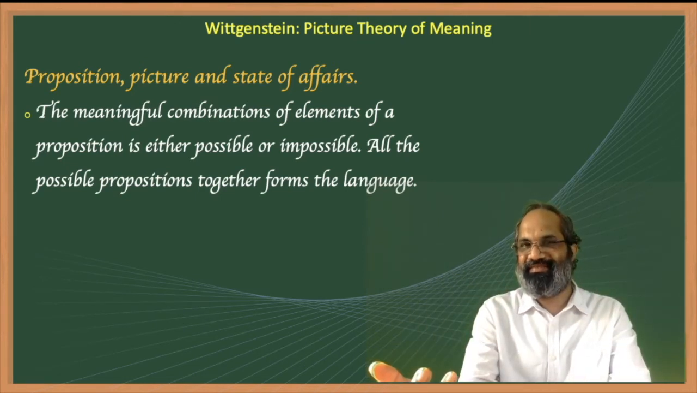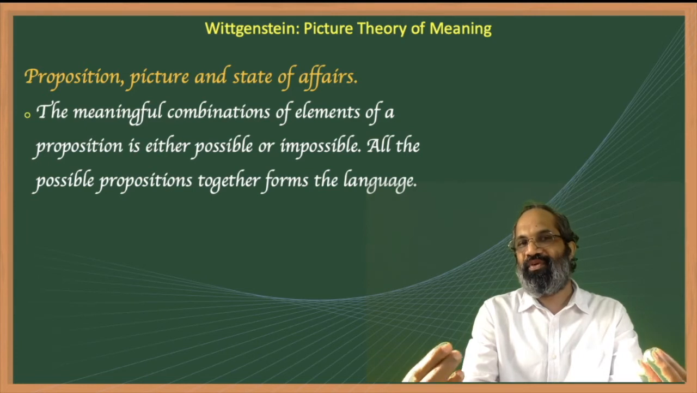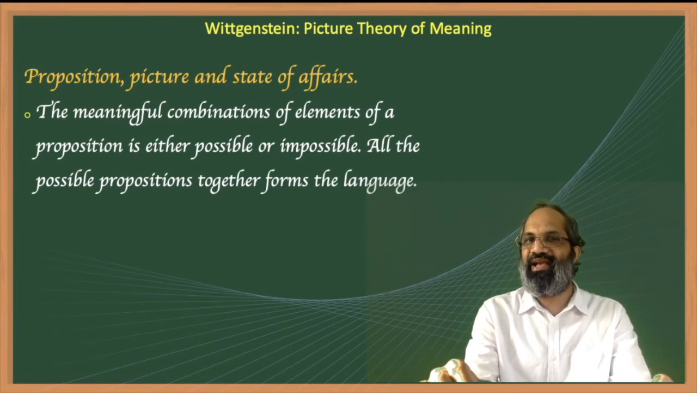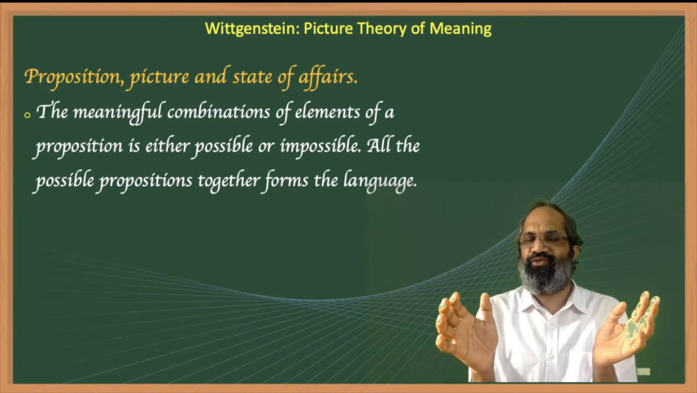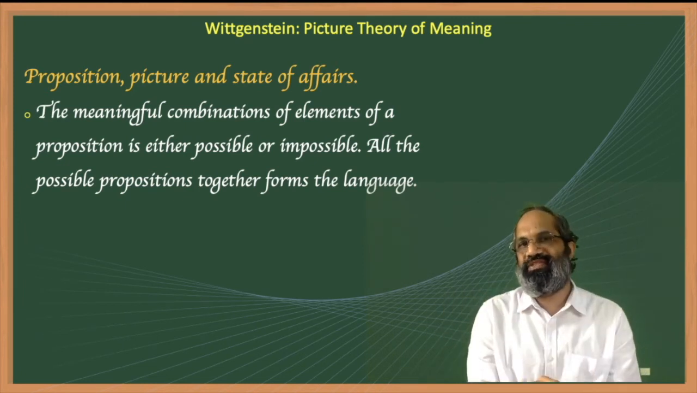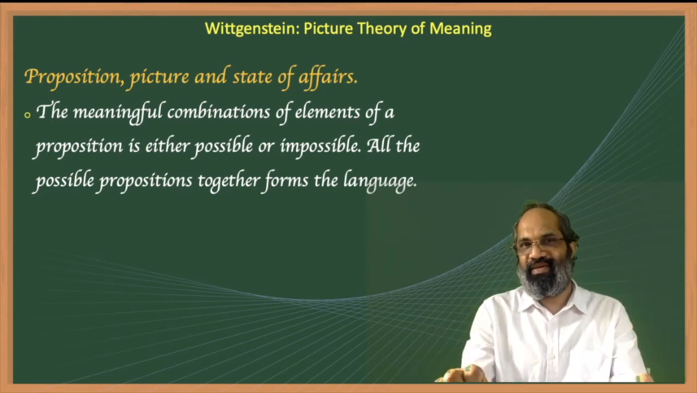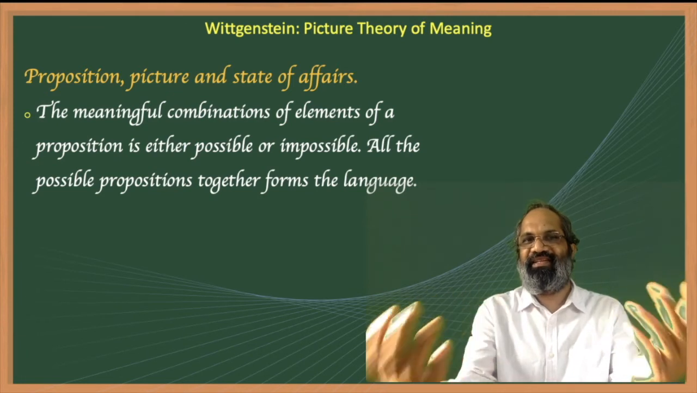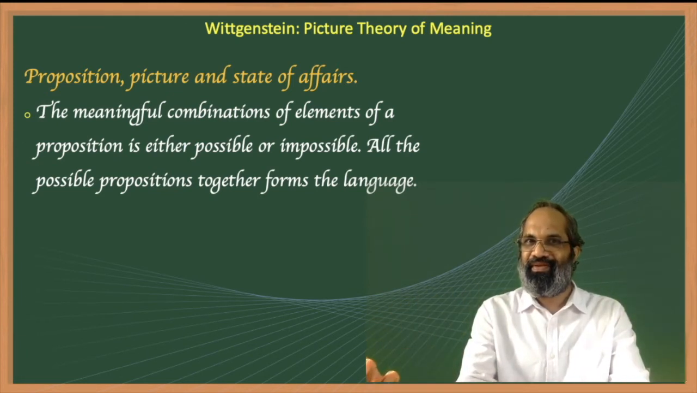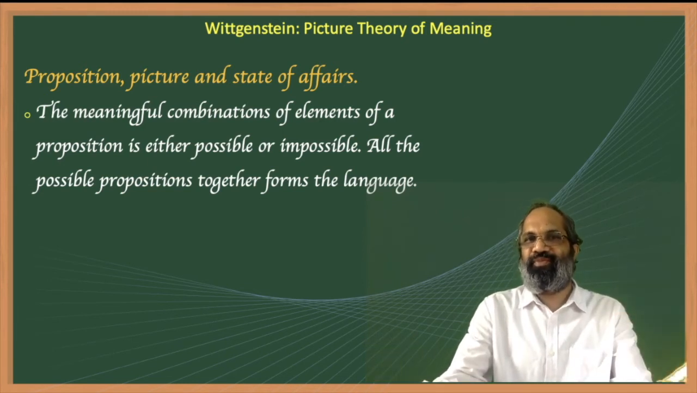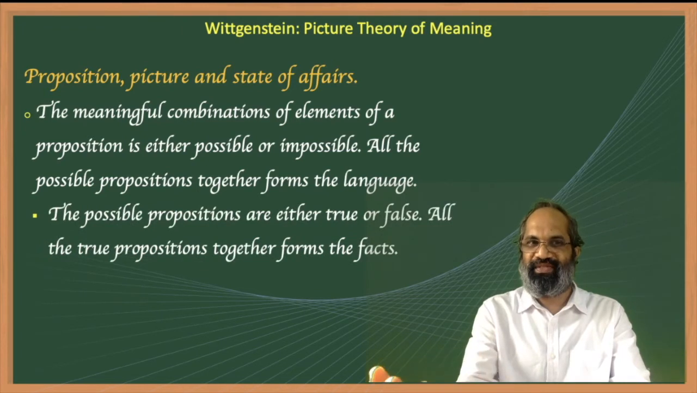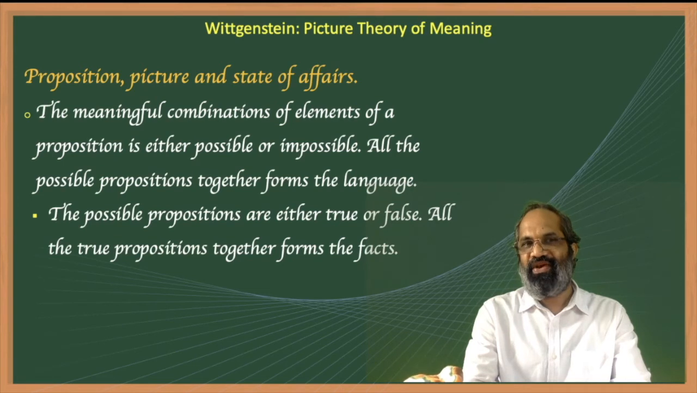That's what Wittgenstein says. So all the possible propositions together form the language. So language is the collection of all meaningful combinations of propositions. So if it is meaningful, then it is thinkable. If it is thinkable, then it is possible. It can exist in the world. So all meaningful collections of propositions together form what is called language. The possible propositions are either true or false. All the true propositions together form the fact.